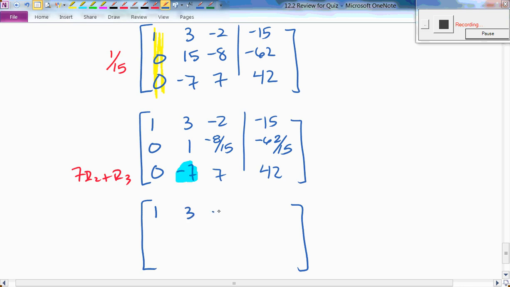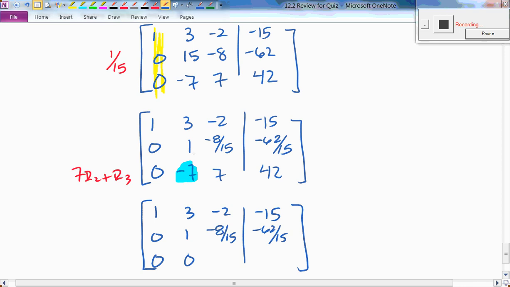1, 3, -2, -15; 0, 1, -8/15, -62/15. That's going to be a 0, because we designed it to be. Okay, now here we go. Do some thinking here. Let's not mess this up.